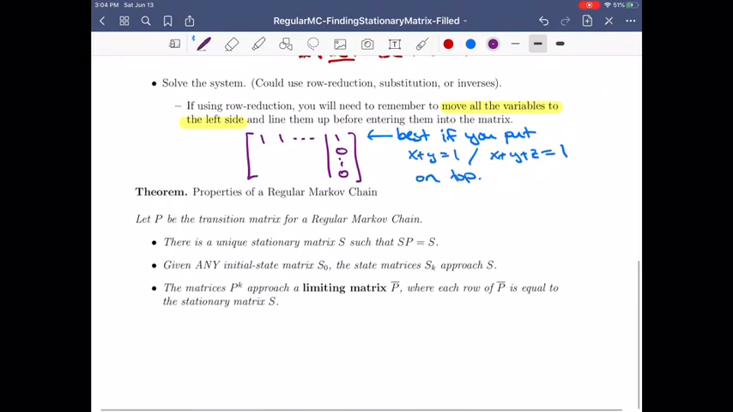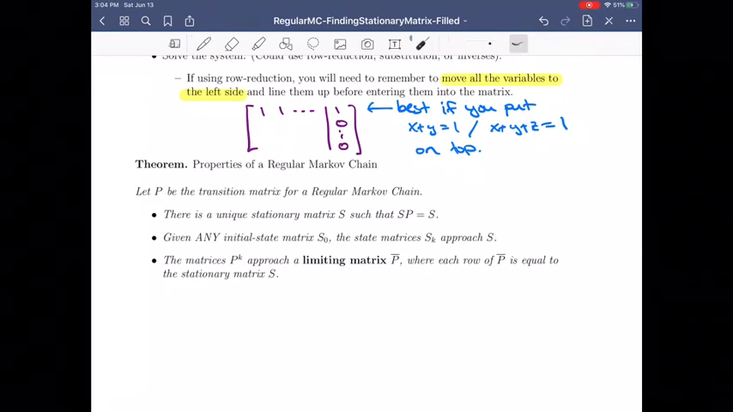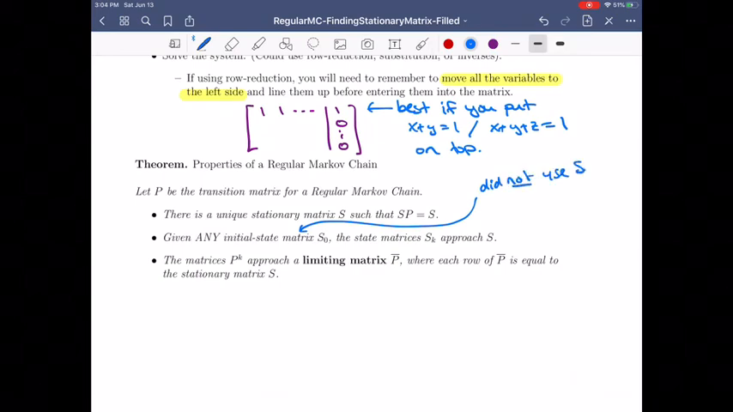Now some properties for regular Markov chains. If you have transition matrix P for a regular Markov chain, there's a unique stationary matrix that satisfies this equation. Now notice when we found the stationary matrix, we did not use S0. So we always approach S no matter where the system starts. We did not use S0 when finding S. So it doesn't matter where the system starts, you're always going to end up approaching S.